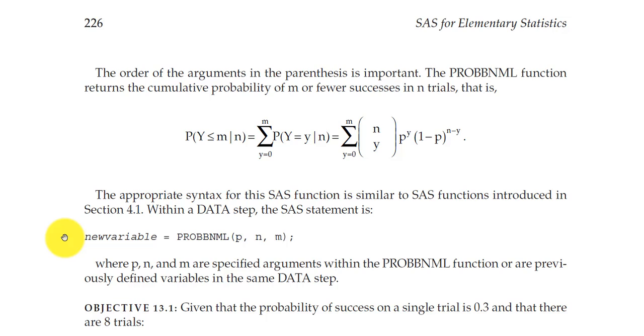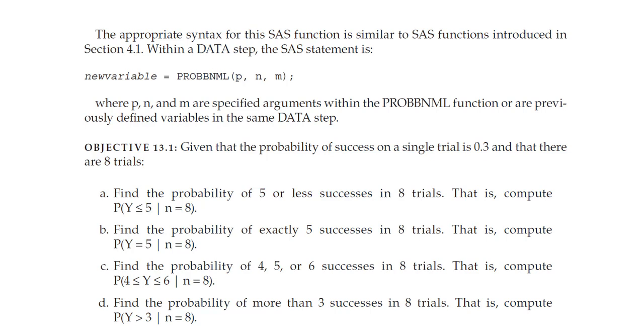Using the naming conventions that we saw back in Chapter 2 and the new variable assignment methods from Chapter 4, we create our new variable name equal to, and then this SAS function here. So we keep these in the appropriate order. This is going to give us the cumulative probability that we refer to by this expression. In Objective 13.1, given that the probability of success on a single trial is 0.3 and that there are 8 trials, we are going to look at 4 different probability statements.